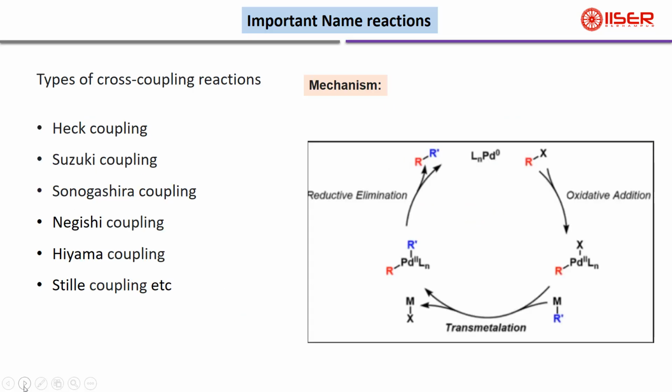There are different types of cross coupling reactions like Heck coupling, Suzuki, Sonogashira, Negishi, Hiyama, Stille. In all of them, in the general mechanism, the halide will be catalyzed by palladium through oxidative addition, forming this palladium complex. Then it will undergo transmetallation with another metal complex and form this intermediate, and through reductive elimination it forms this new carbon-carbon bond.